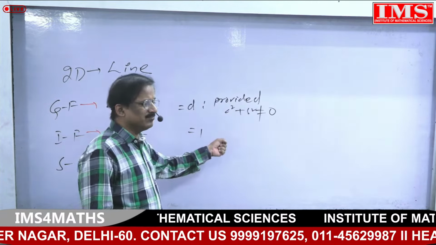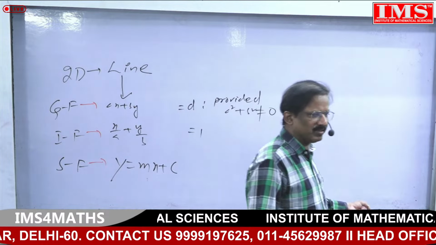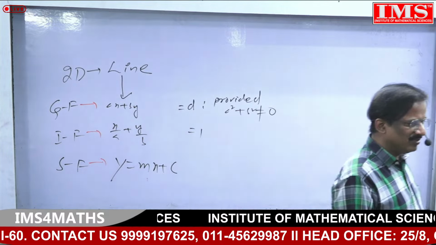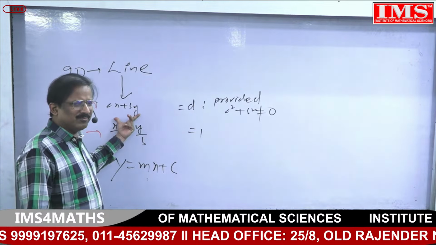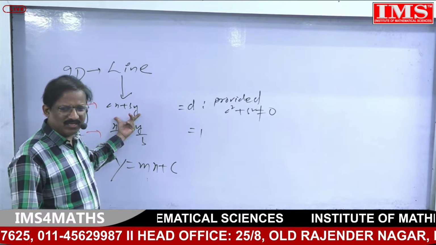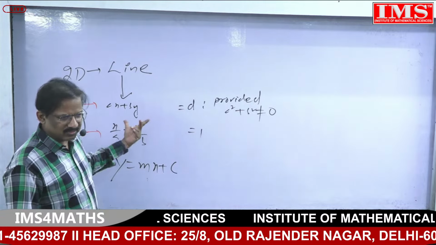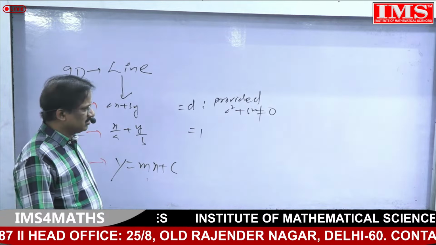At least one of a or b is not equal to 0. If both are 0, I get an inconsistent, absurd result. So keep this in mind.